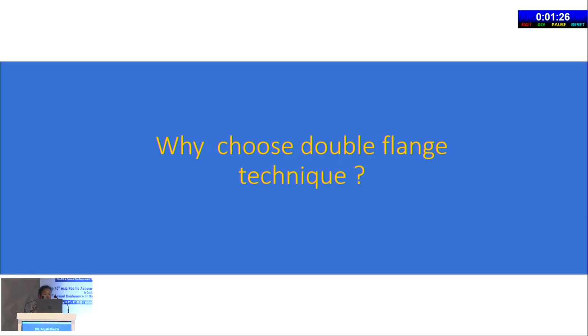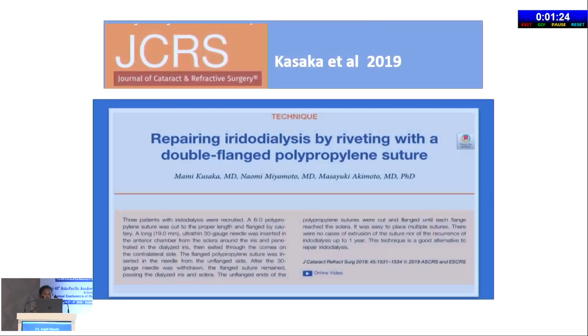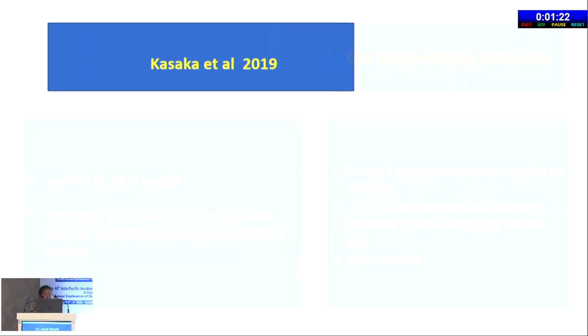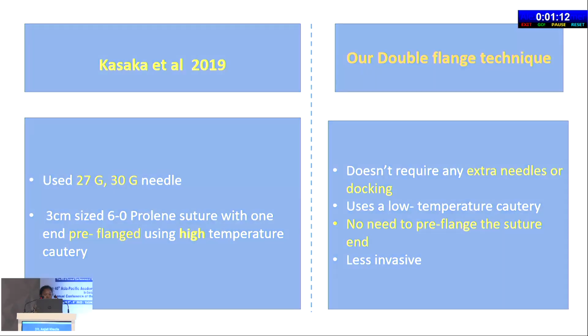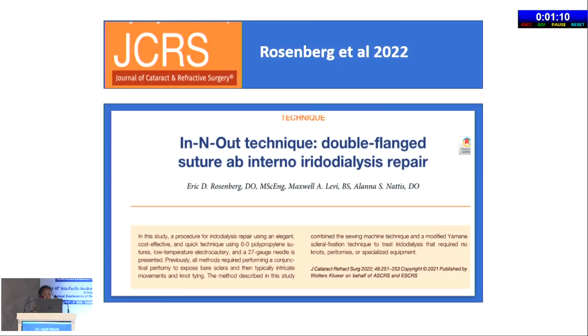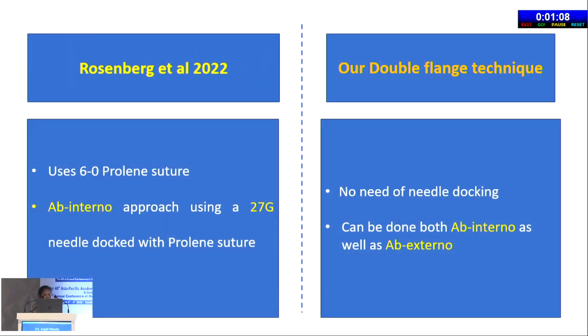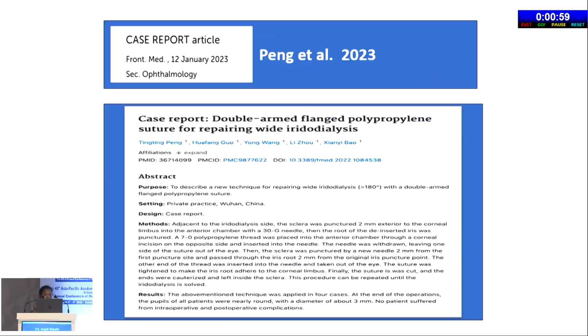So why did we choose the double flange technique? Coming to the literature, Kasaka et al. 2019 used 27 gauge needles, pre-flange, and high temperature. But in our double flange technique, we have no need of any pre-flanged sutures, extra needle or docking. And in 2022, Rosenband et al. also used a 27 gauge needle with ab interno. But in our double flange technique, there is no need of any needle docking. It can be done both ab interno as well as ab externo.